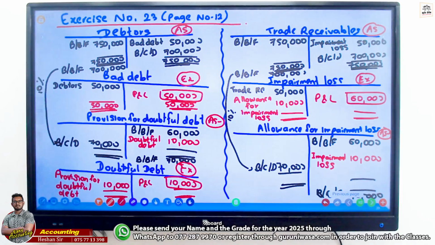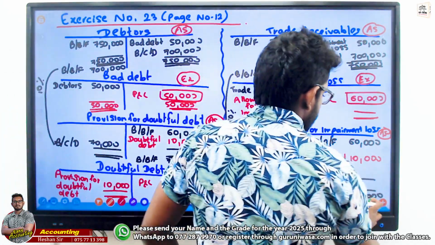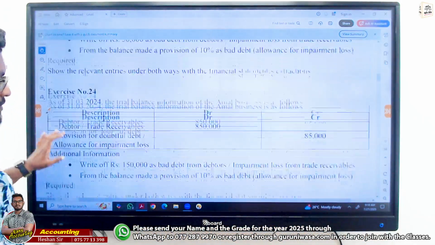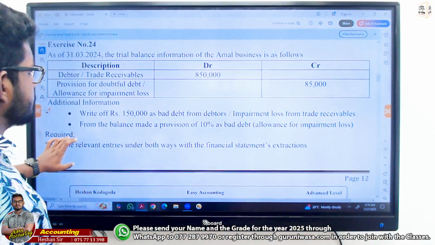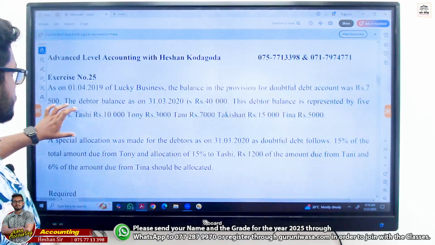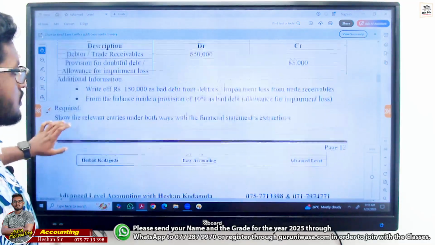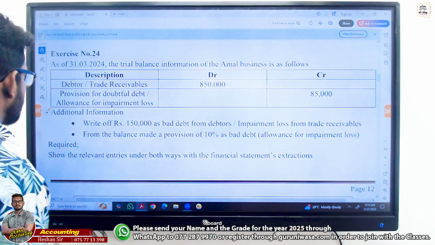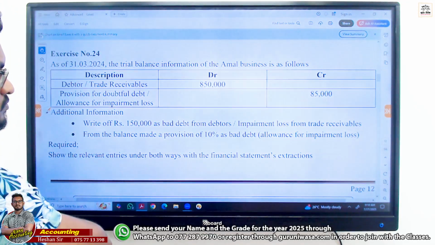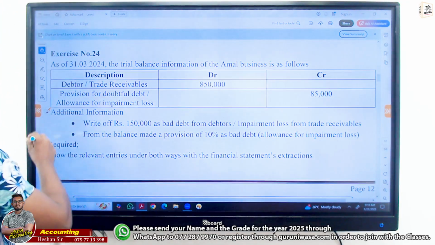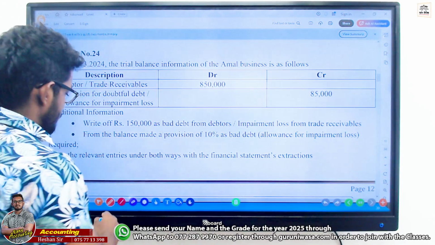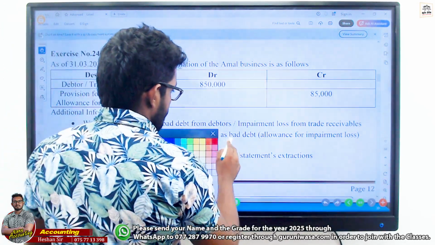Okay, sir, done. Done, right? Okay. So now the next one, the same thing another way. Let's see. In this one also, this should be changed. Made a provision of 10% as doubtful debt.